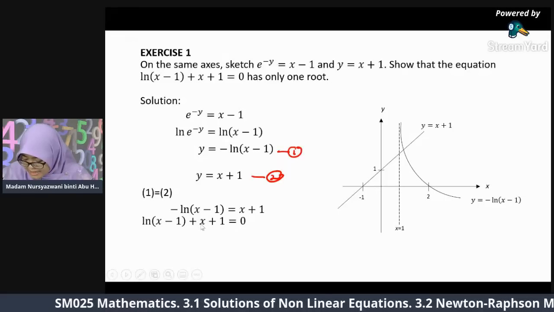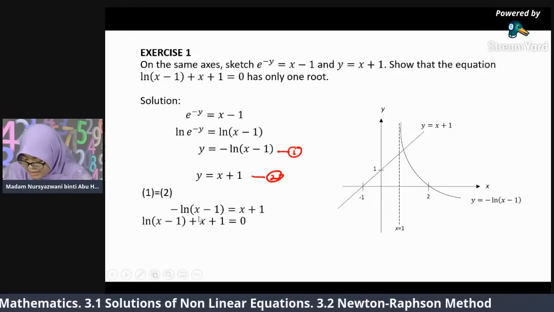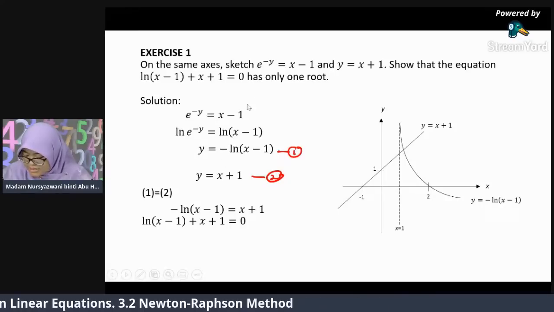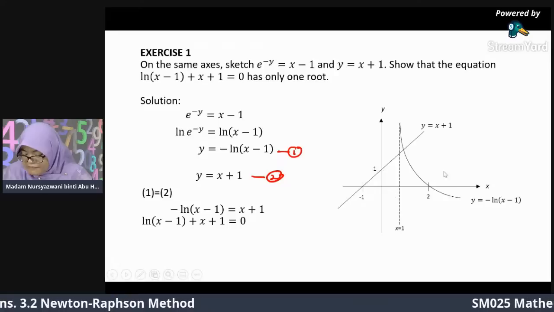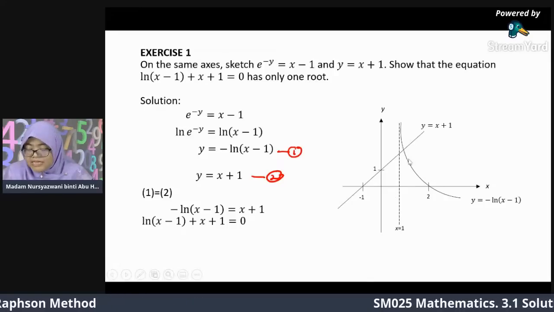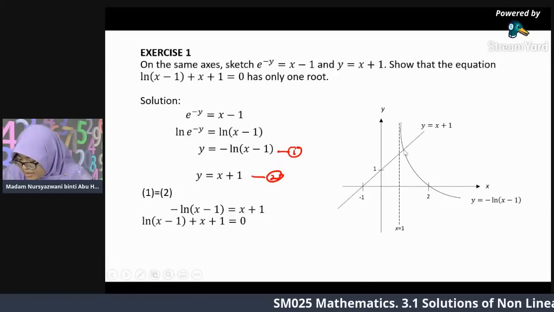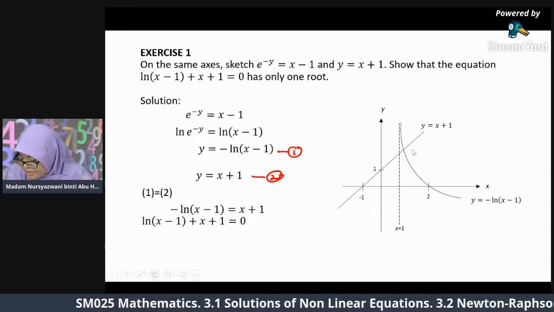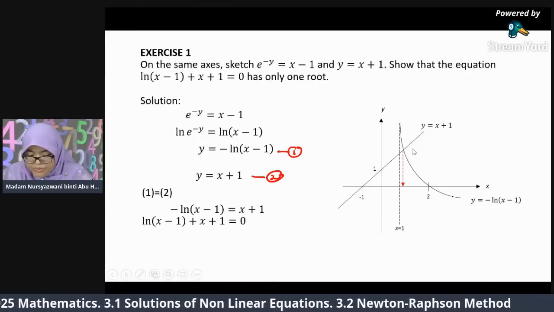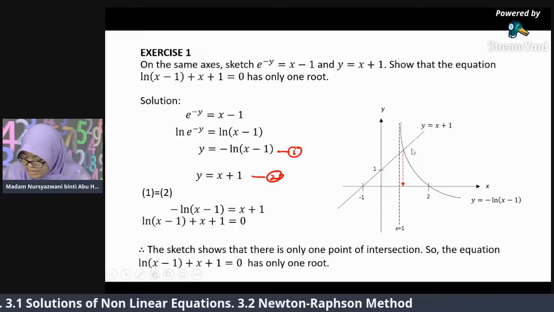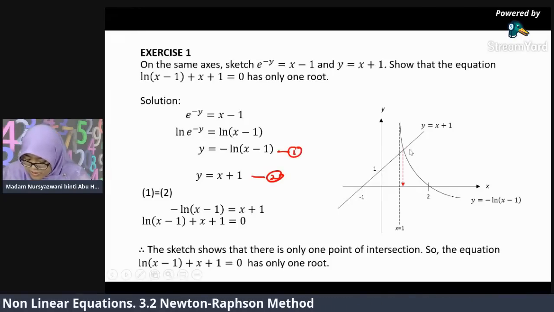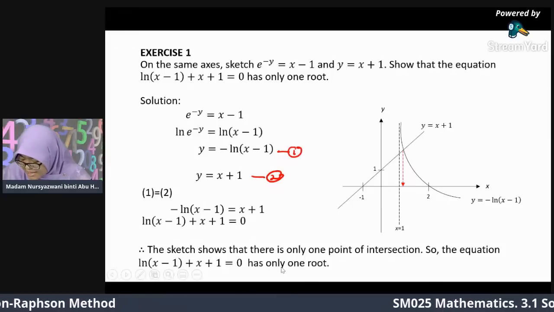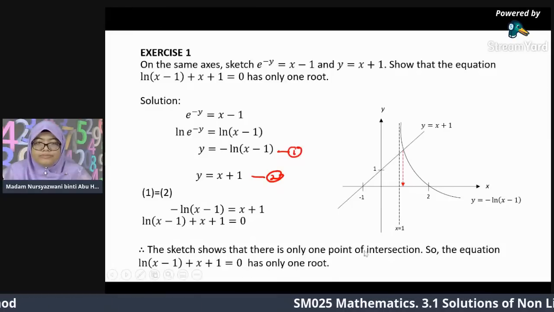So disebabkan persamaan ni adalah daripada gabungan dua fungsi di atas ni, so kita bolehlah guna graf ni. Okay, so pada graf ni kita nampak there is one intersection between these two curves. So we can conclude that the equation ln x minus 1 plus x plus 1 equal to 0 has only one root.